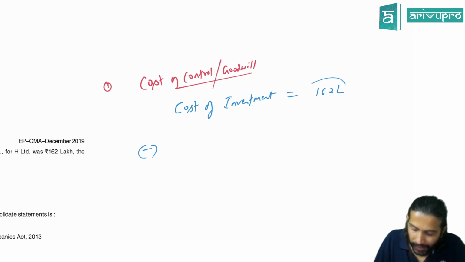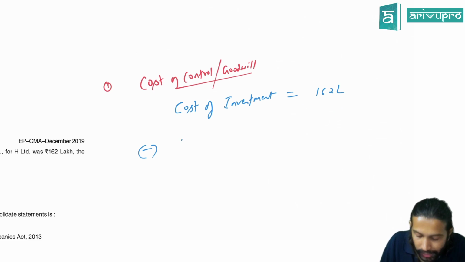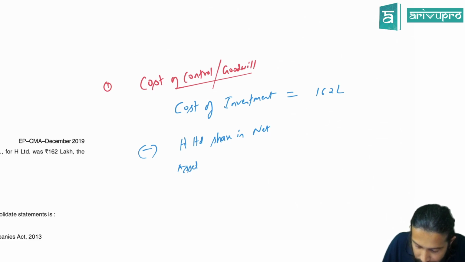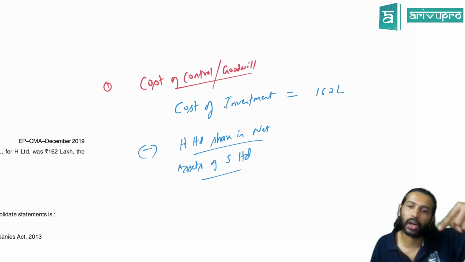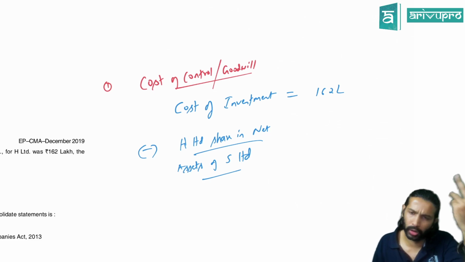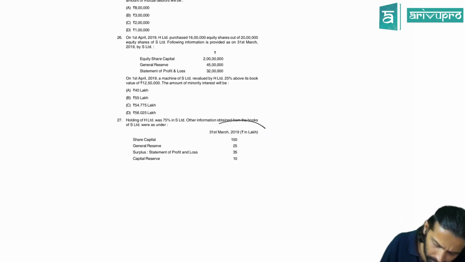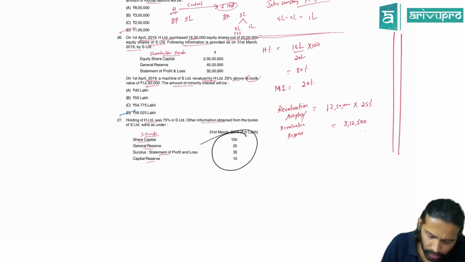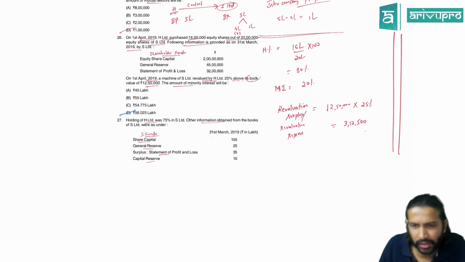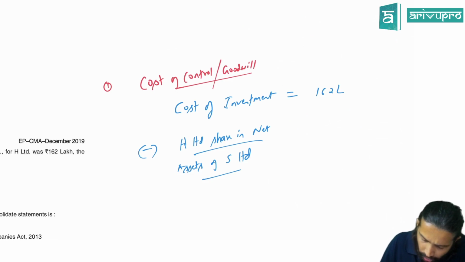Okay. Now we just compare investments with what? H Limited's share in net assets of which company? Of the subsidiary company, which is S Limited. And how do you calculate net assets? There are two ways. Either you can go for the assets minus outside liability approach or the shareholders funds approach. Here in this problem, assets and liability information is missing. So the only way we can calculate net assets is through shareholders funds. So add all the share capital and reserves and surplus. Basically, you're going to get the net assets. So I'll just add up here only.